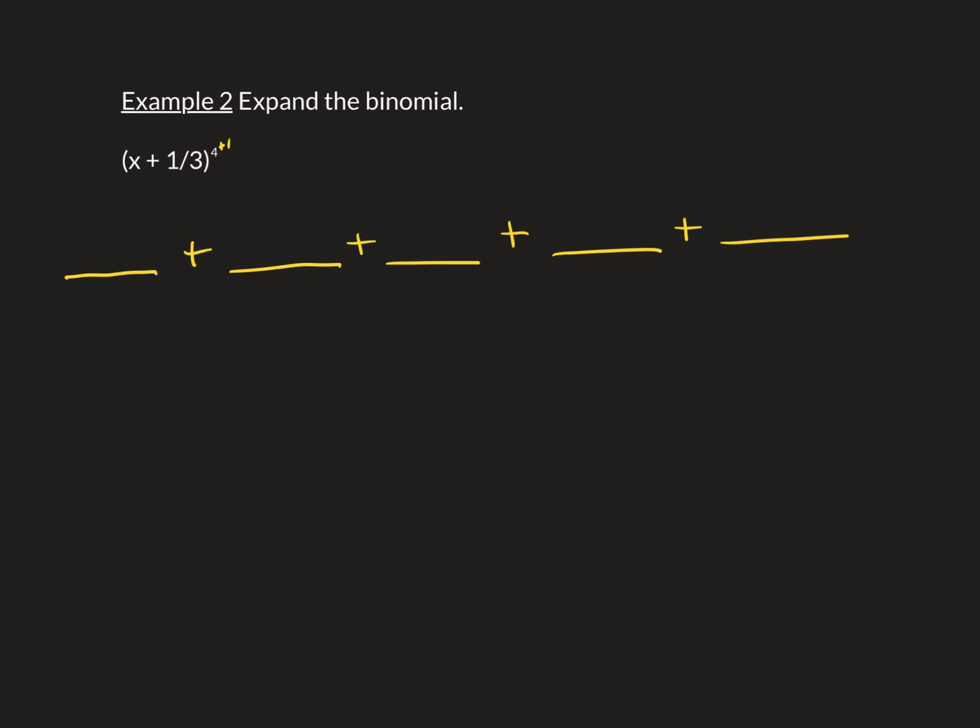I'm going to start with x, and I'm going to put x to the 4th power, because that's your degree. Then x to the 3rd power. Put little dots for times. Then I'm going to put x to the 2nd power times x to the 1st power times x to the 0 power.